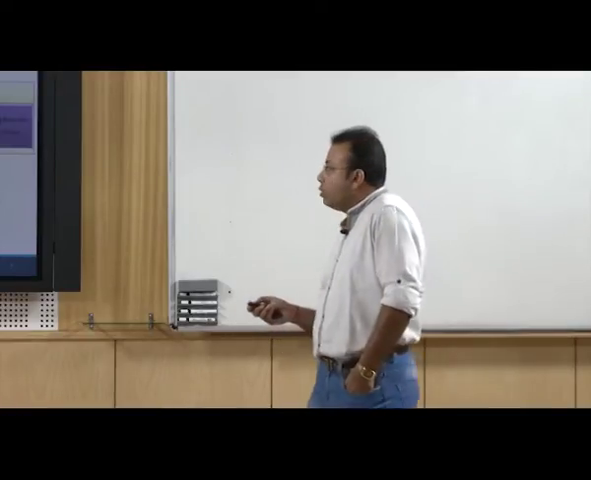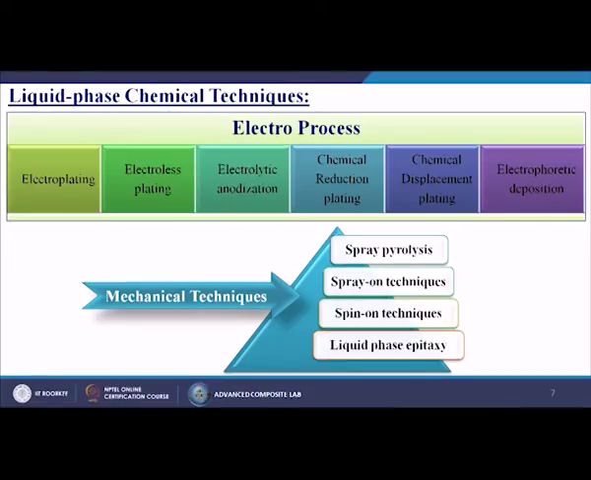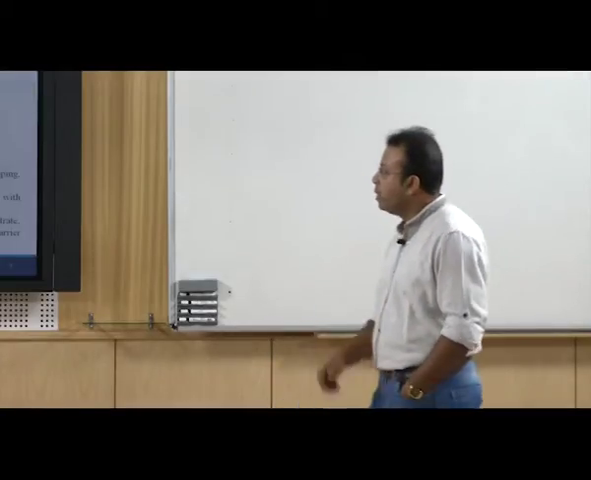What are those? The first one is electroplating, then electroless plating, electrolytic anodization, chemical reduction plating, chemical displacement plating, and electrophoretic deposition. There are also certain types of mechanical techniques available. What are those? Spray pyrolysis, spray on techniques, spin on techniques, and liquid phase epitaxy. So, these are all the different techniques available.